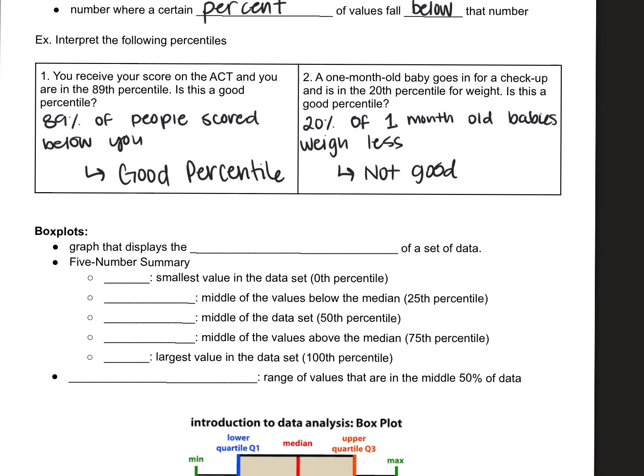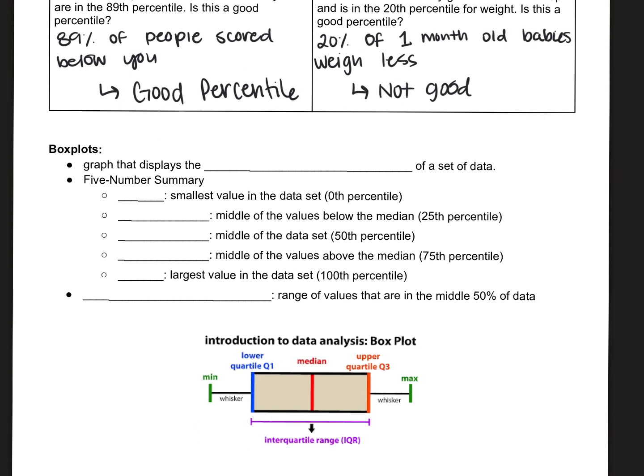Okay. So what we're going to talk about next is a box plot. It's a graph that displays something called the 5-number summary of a data set. So box plots are used to display percentiles. So the 5-number summary, 5 numbers that make up percentiles.